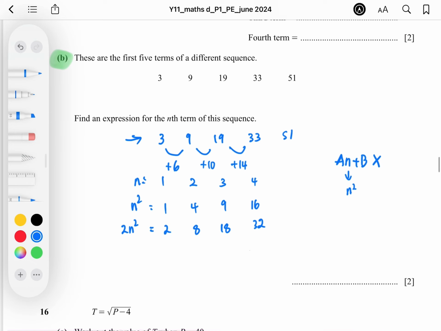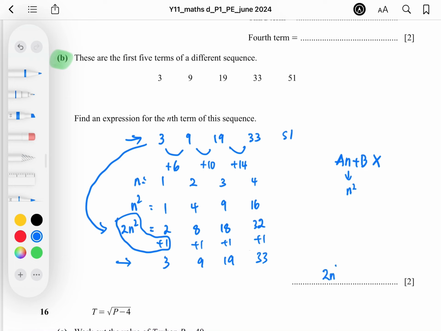So to put it into perspective, here it is actually plus 1, plus 1, plus 1, plus 1 to get the pattern 3, 9, 19, 33. That means the nth term is 2n squared plus 1.